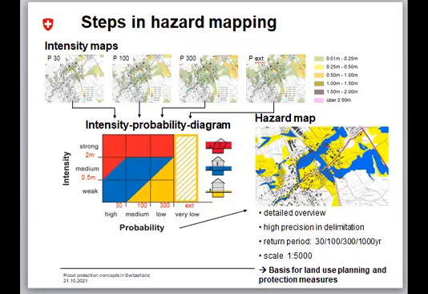What we do now with those intensity maps is that we look, as I said before, for different frequencies. For example, here we have a 30-year flood, a 100-year flood, a 300-year flood, and an extreme event. And then we plot those against the probability of occurrence, which then in the end gives us the hazard maps.